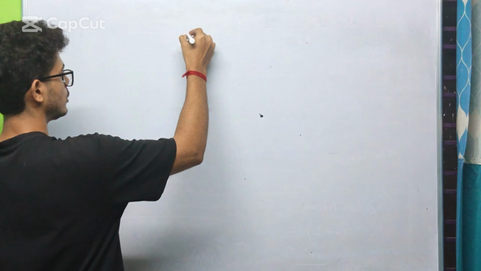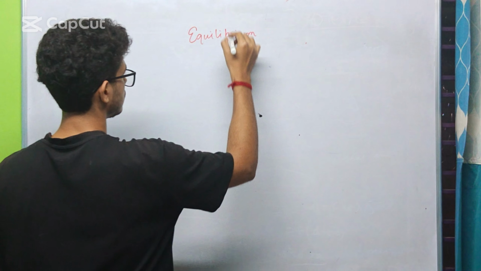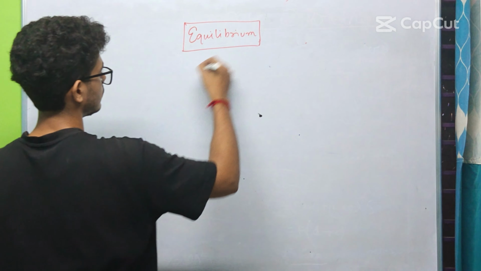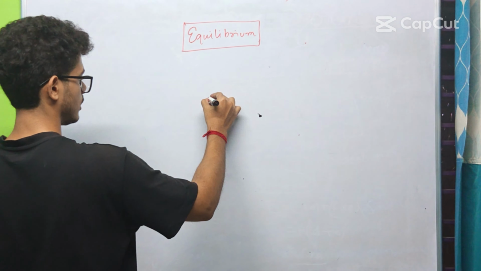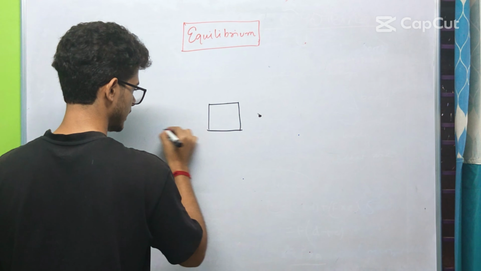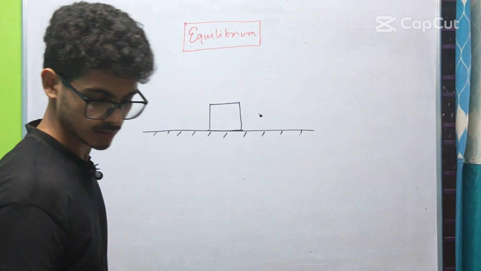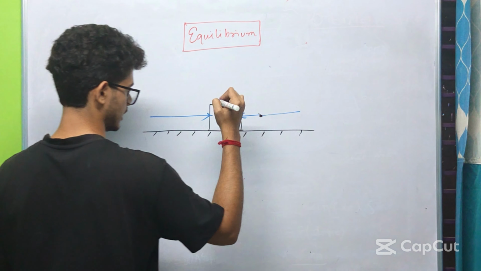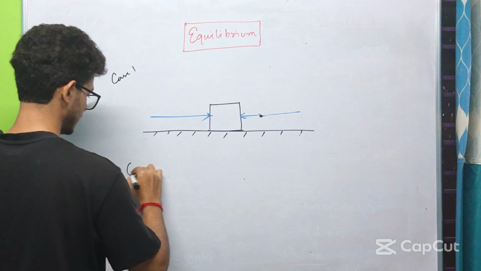Now the next topic of discussion is equilibrium. Okay, so what do you mean by equilibrium? Let's suppose this is a body resting on a table, and we are applying two forces on the body in the opposite direction. And let's say this is case 1. Now this is case 2.